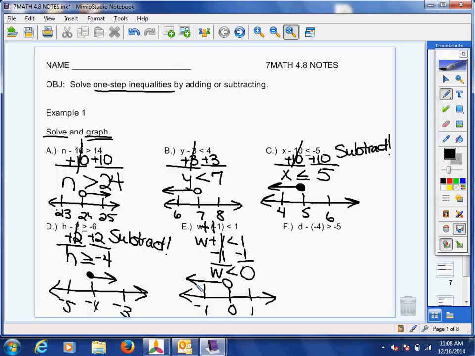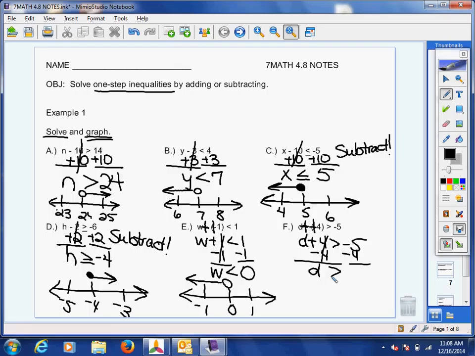So what do you do with the double negatives? You add. Make them positives, right? Make them both pluses. So let me rewrite it. D plus 4 is greater than negative 5. So how do you get D by itself? You subtract from the side. Take away 4. Now stop for just a second.